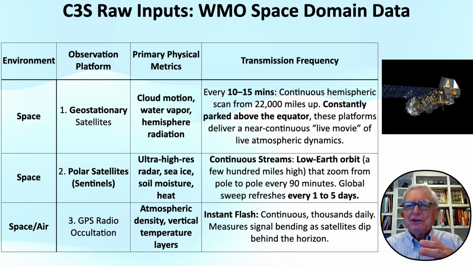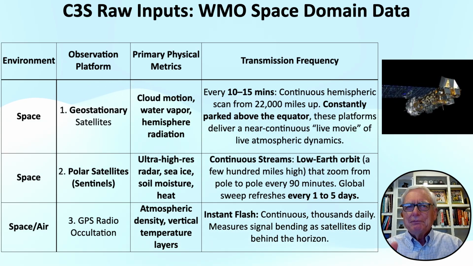So you have the space domain, and here you have 3 different things. You have geostationary satellites, polar satellites, and GPS satellites, GPS radio signals, kinds of things. Okay. And if you look at this, they capture different kinds of information. I'm not going to go into that. You could read that slide here. And they communicate that information a little bit differently.